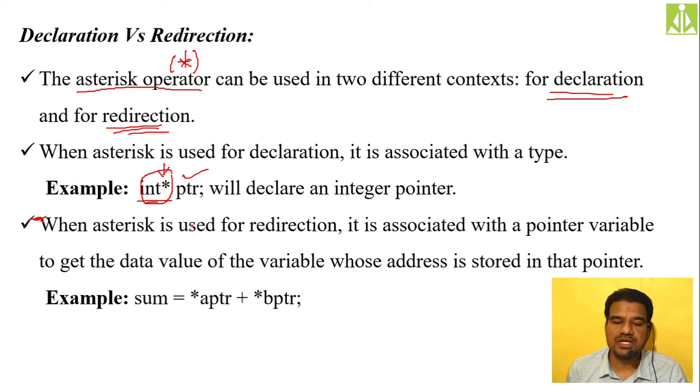And when it is used in redirection, to access the value from the address, we have to use this star with the variable name, as you can see over here. Here aptr is the pointer's variable name. It is holding some address, and you are applying the indirection on the address, so you will get the value over here. So this ptr will become the pointer, and this star aptr will become the value, and star bptr is also the same thing.